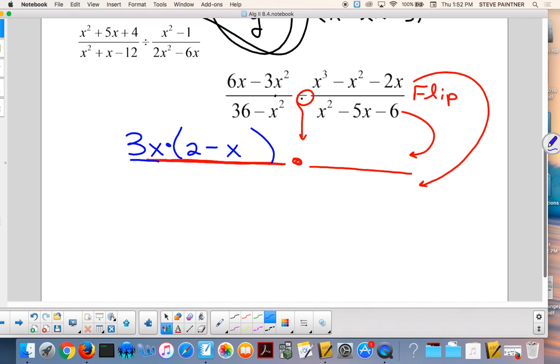How about the one on the bottom? 36 minus x squared. Is that the difference of two perfect squares? That's perfect, 6 times 6. That's perfect, x times x. That should be quick and easy. What is it? Here's the problem. You said x first. You have a 36 first. You want 6 times 6 first, plus x, minus x last. So the order does matter, guys. It has to be 6 plus x times 6 minus x.